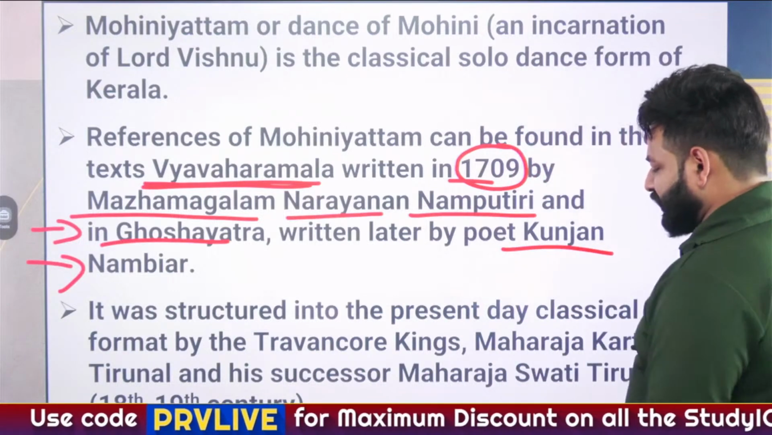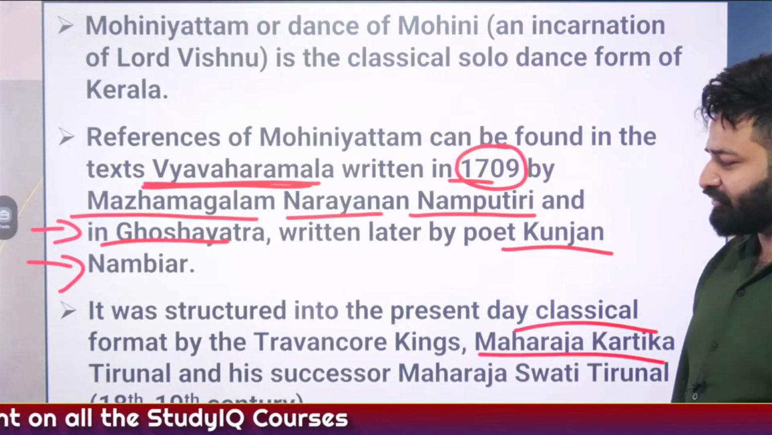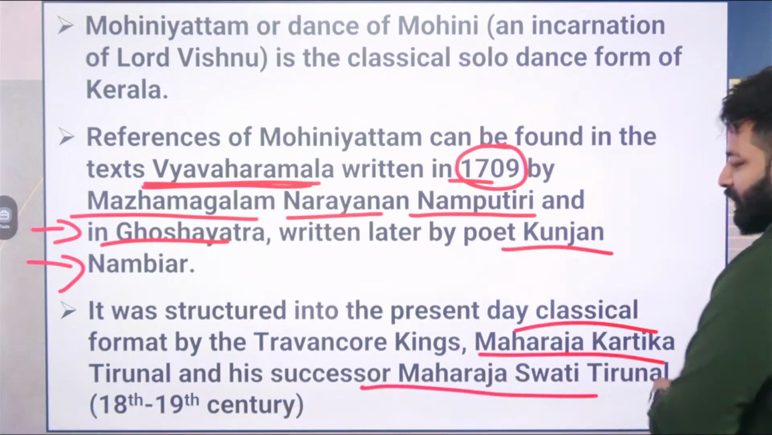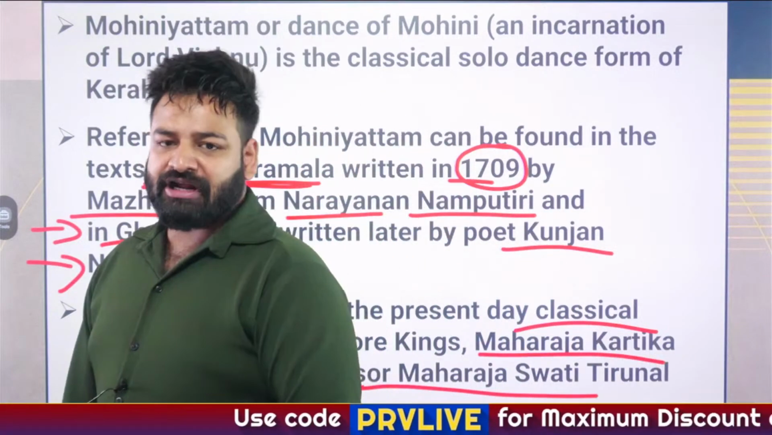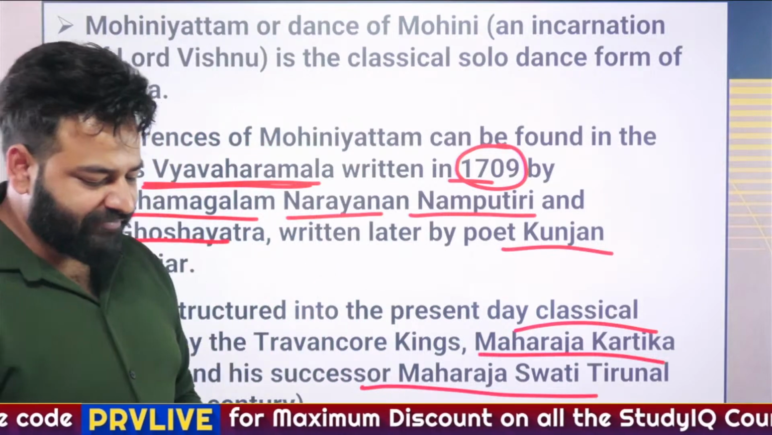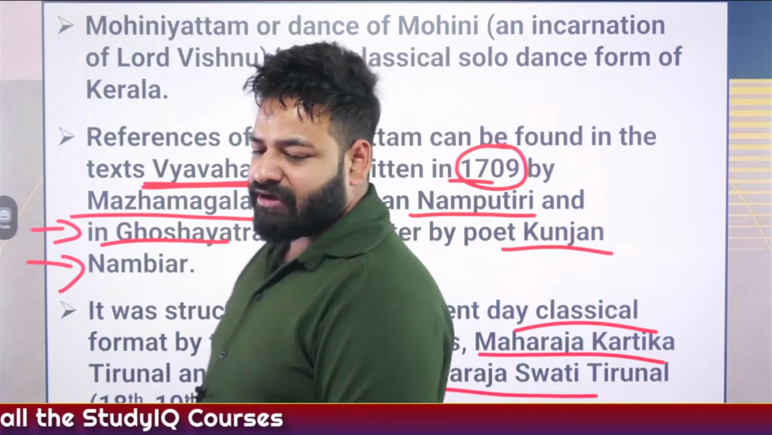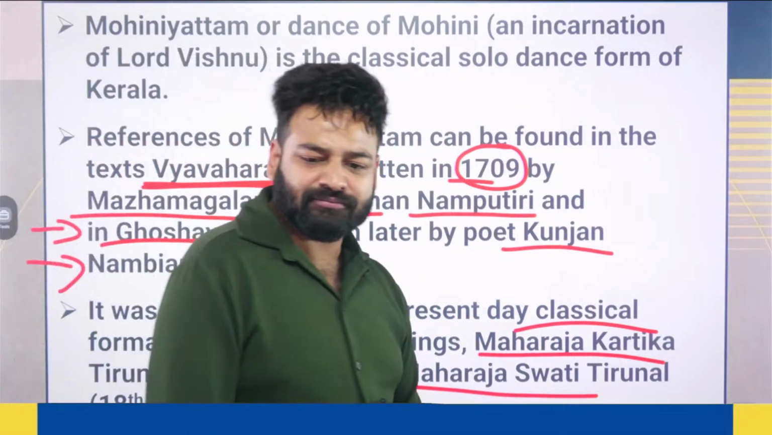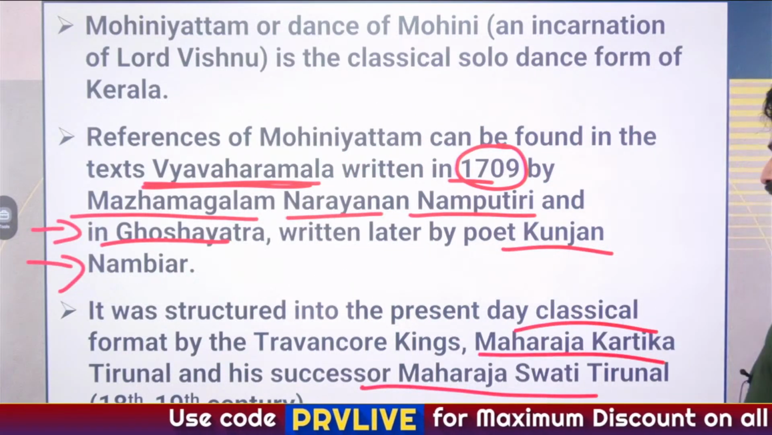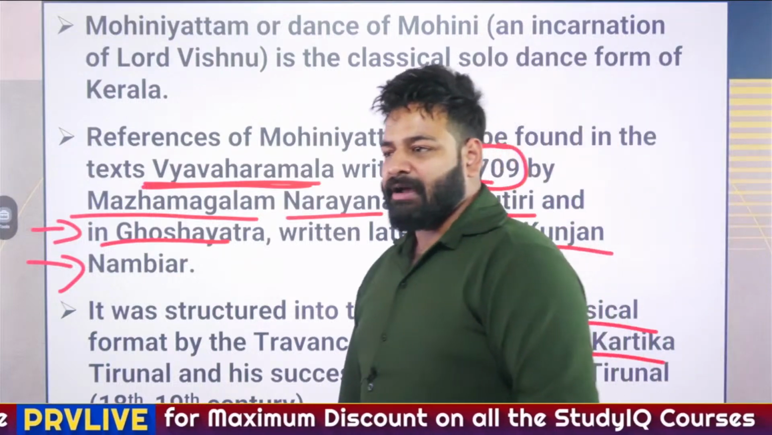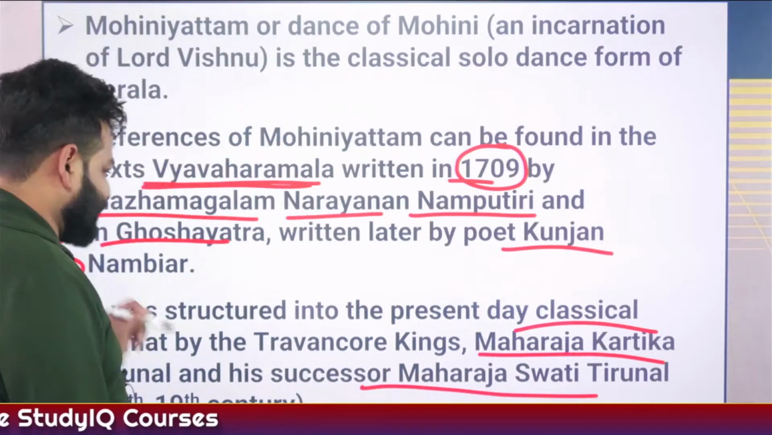It was structured into the present day classical format by Travancore kings Maharaja Kartika Tirunal and his successor Maharaja Swathi Tirunal. So the patronage to the dance of Mohiniyattam was given by the kings of Travancore. Who are they? The two names: firstly, Maharaja Kartika Tirunal, and his son, later his successor, Maharaja Swathi Tirunal. These are the two who provided much needed patronage to the dance of Mohiniyattam. Okay, next.